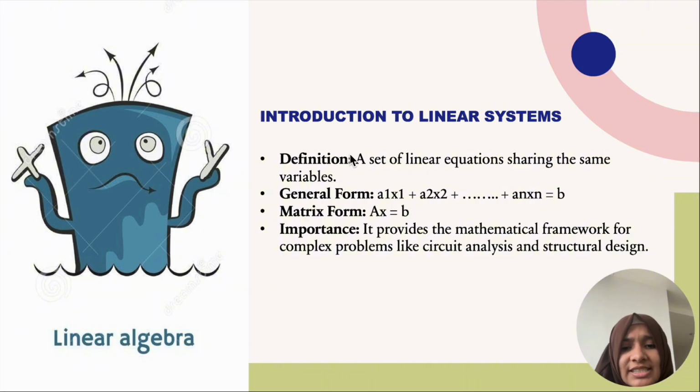So, what is a linear system? It is a set of linear equations sharing the same variables. The general form is a1x1 plus a2x2 plus dot dot dot plus anxn equals b. In engineering, we convert this into the matrix form Ax = b. This provides the essential framework for solving everything from circuit analysis to structural design.